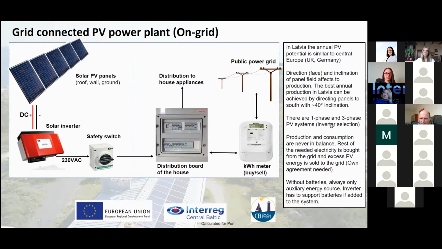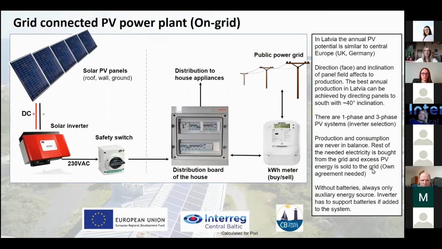And then there are one-phase and three-phase PV systems. We usually have a three-phase electricity system in place. A one-phase system produces electricity to only one phase, and a three-phase system divides it evenly across all phases. And it's good to remember that production and consumption are never in balance. So you need to get the rest of the electricity from the grid, and if you have some excess, you are selling it to the grid. Usually a separate agreement is needed for the latter, selling the excess energy.